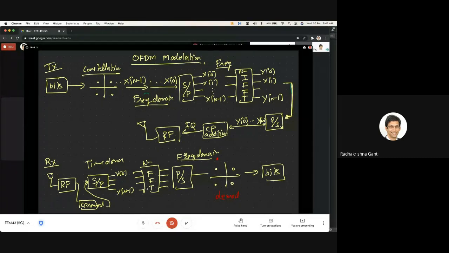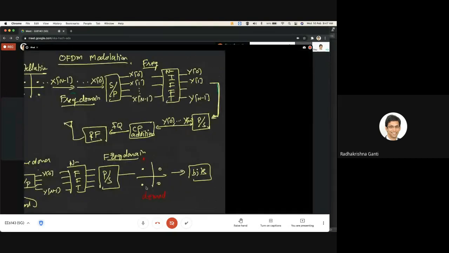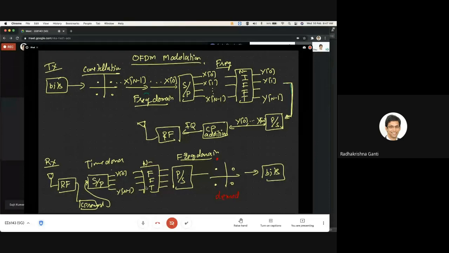So in short, what it does is it takes something from the back and adds it to the front, so that linear convolution becomes circular convolution for the channel. I will explain that in the next class in detail. So that is what is called cyclic prefix addition. It's essentially nothing but you take the last few symbols and add them to the front so that the channel acts like a circular convolution. But we'll come to that in a little while.